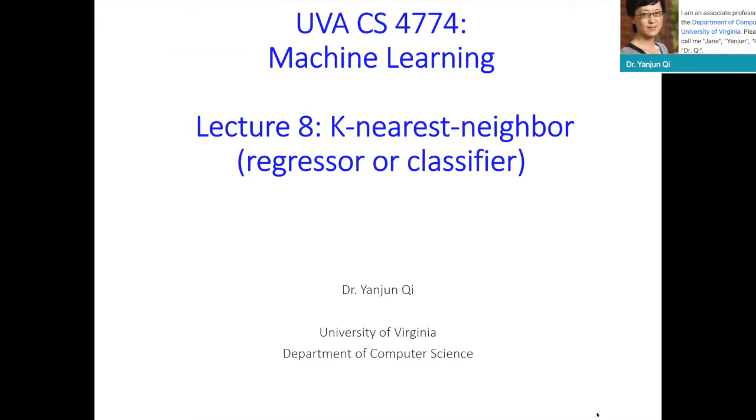Okay, so today is lecture 8, and we're going to talk about kNearestNeighbor. This is a transition class because kNearestNeighbor can be used for both regression and classification. That's why I'm picking this specific algorithm, to finish wrapping up the regression section and start the classification section.